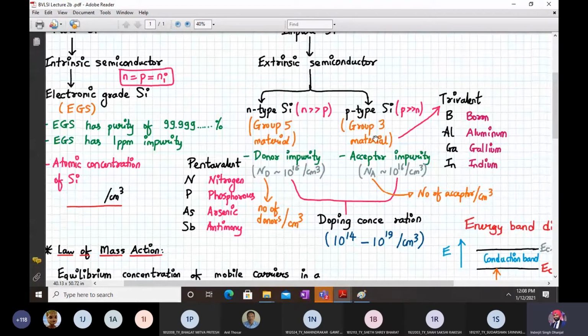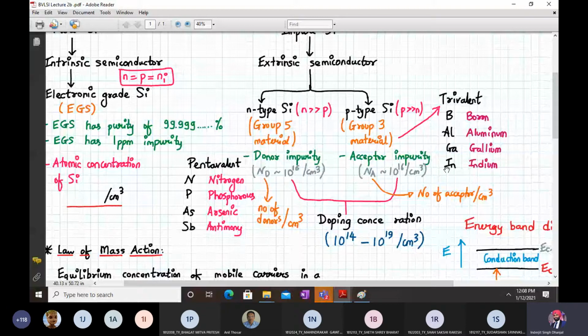Now, P-type silicon has trivalent impurities. These are boron, aluminum, gallium, indium. I have written their full forms as well as their representation in letters. These trivalent impurities have 3 valence electrons. They require one, so they are called acceptor impurities, denoted by the symbol Na. Na represents number of acceptors per centimeter cube, and the number is around 10 raised to 16 per centimeter cube.